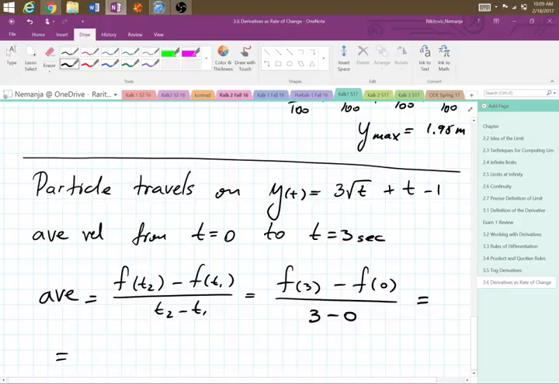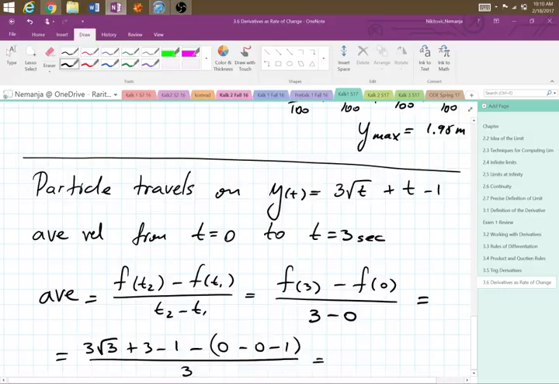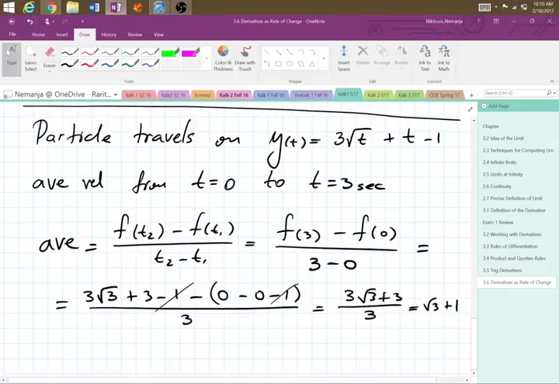Now plug these values in. Plug in 3. Who picked 3? 3 root 3 plus 3 minus 1 minus 0 minus 0 minus 1, divided by 3. Oh, these will cancel. Nice. So I get 3 root 3 plus 3 over 3, which is root 3 plus 1. You factor out 3 and cancel. So root 3 plus 1 is the average velocity in this case.